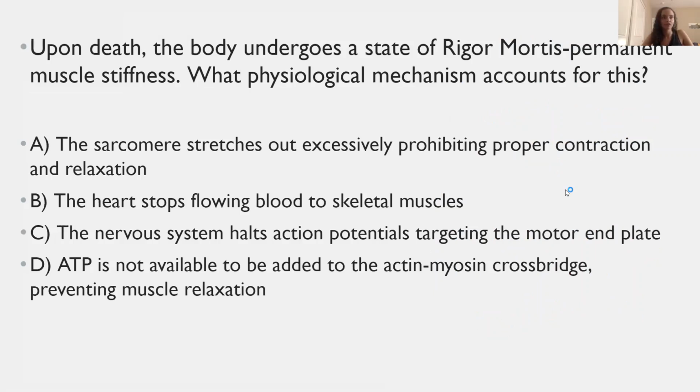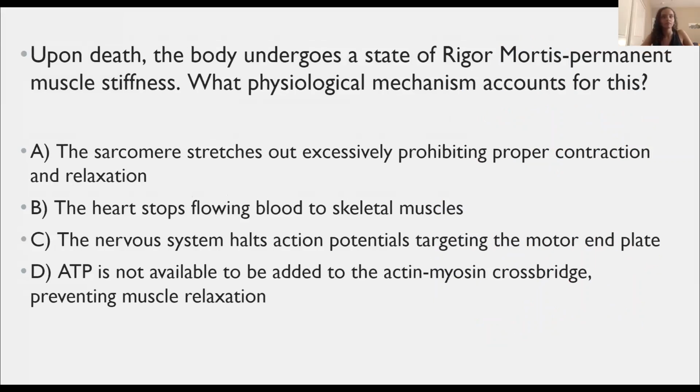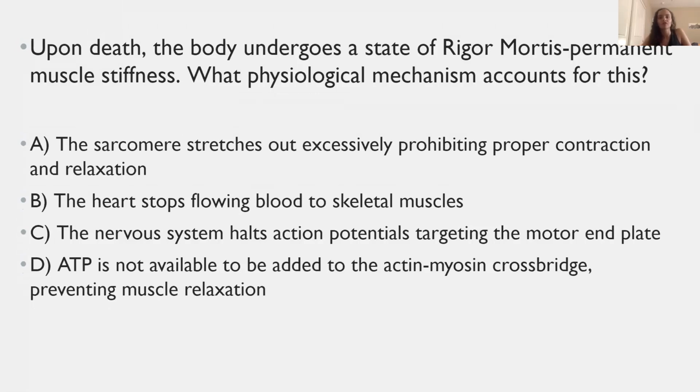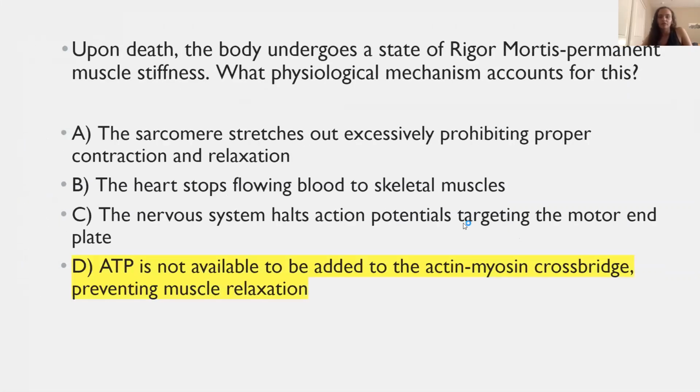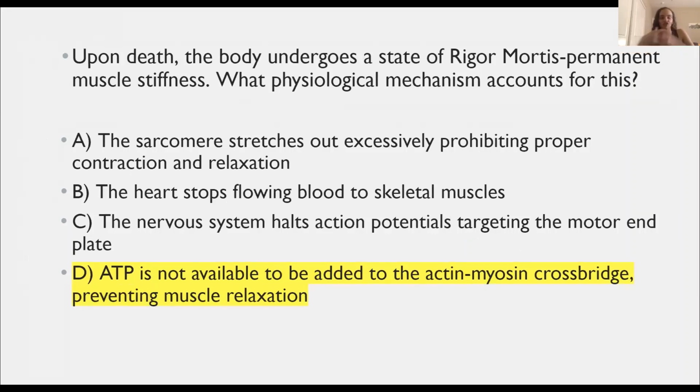Okay, this is another question. Upon death, the body undergoes a state of rigor mortis, which is also permanent muscle stiffness. What physiological mechanism accounts for this? Right, Jose, please. Okay, so in that case, ATP is not available to be added to the actin-myosin crossbridge, which prevents muscle relaxation, so the muscle will stay in a permanent state of contraction.